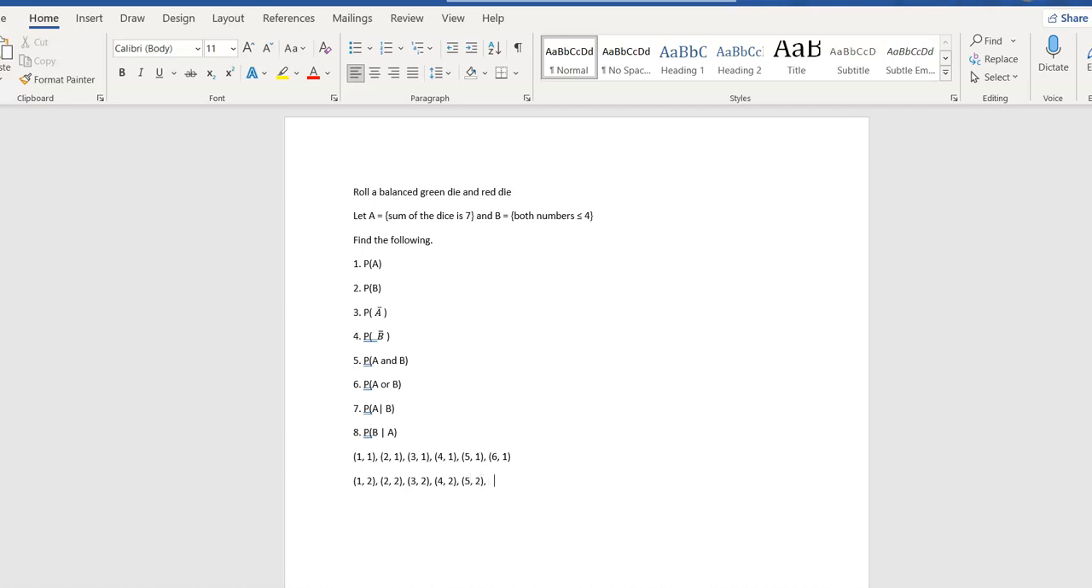And you notice that I just establish a pattern and keep that pattern up so that I list every single outcome. The first time I kept my red die the same throughout, and the second time I kept my red die the same throughout. Now let's go to the red die being a 3. So a 2 and a 3, a 3 and a 3, a 4 and a 3, a 5 and a 3, a 6 and a 3.